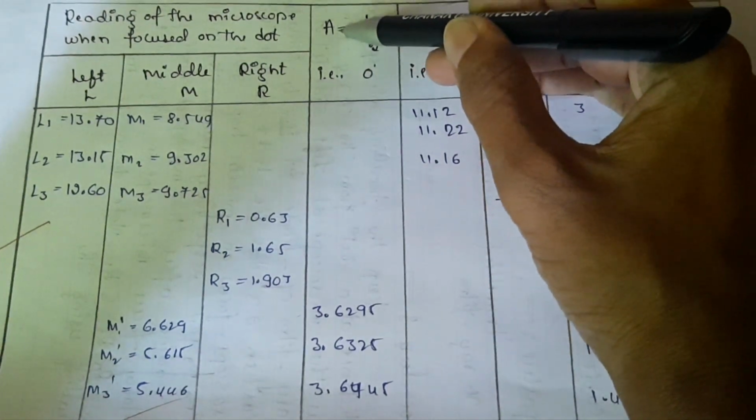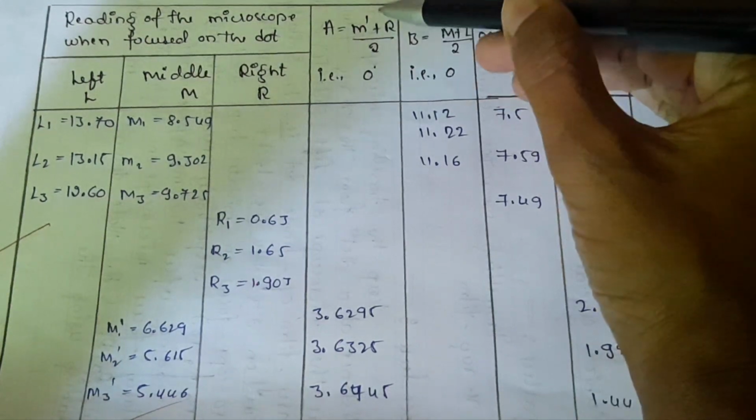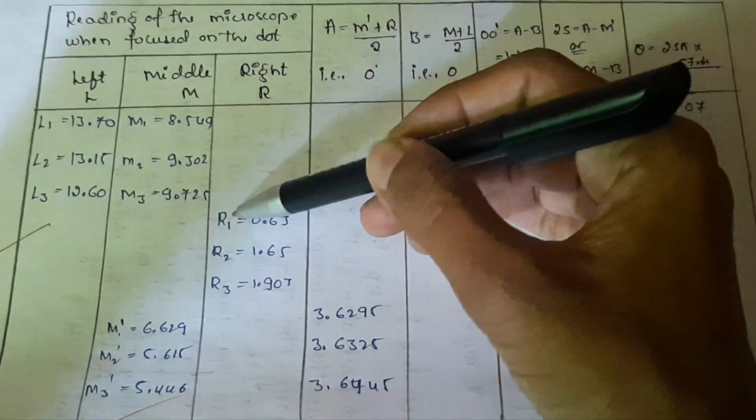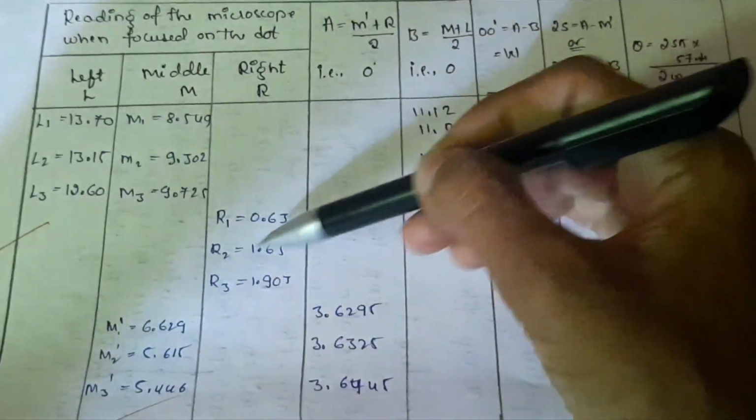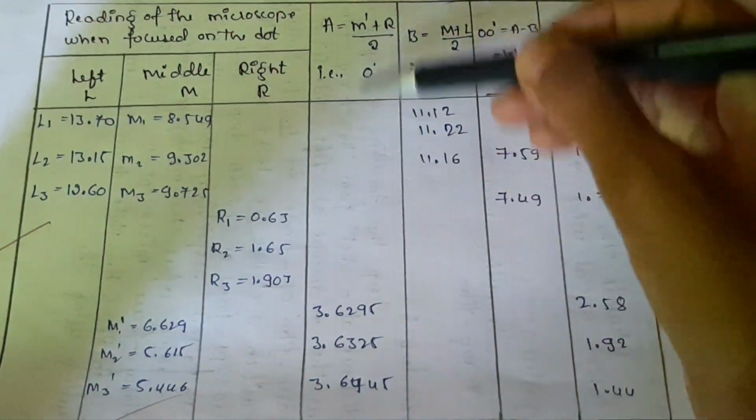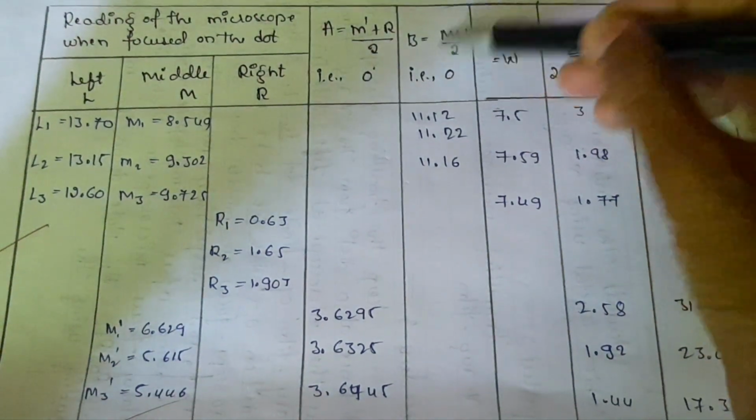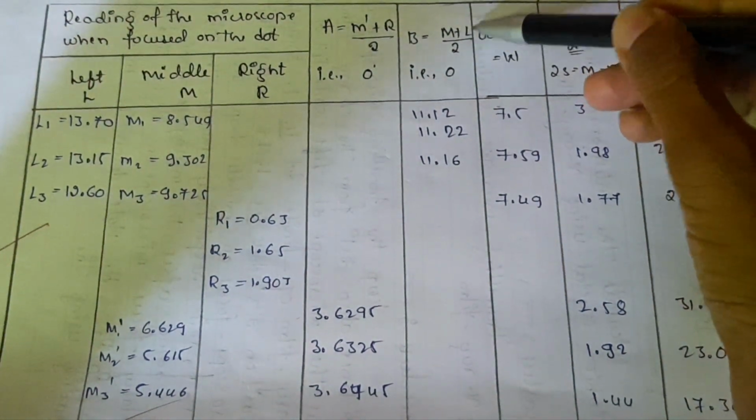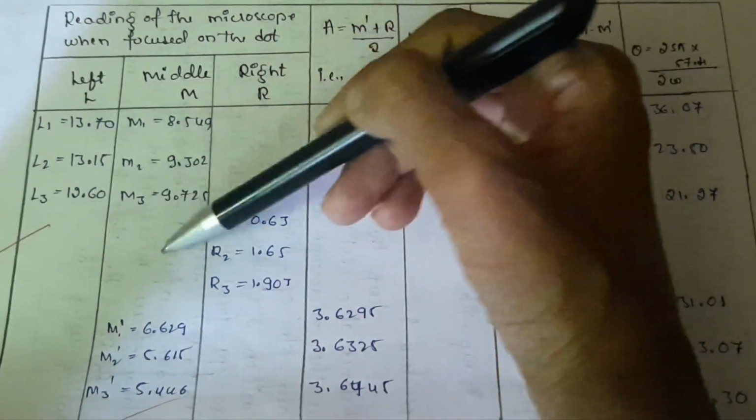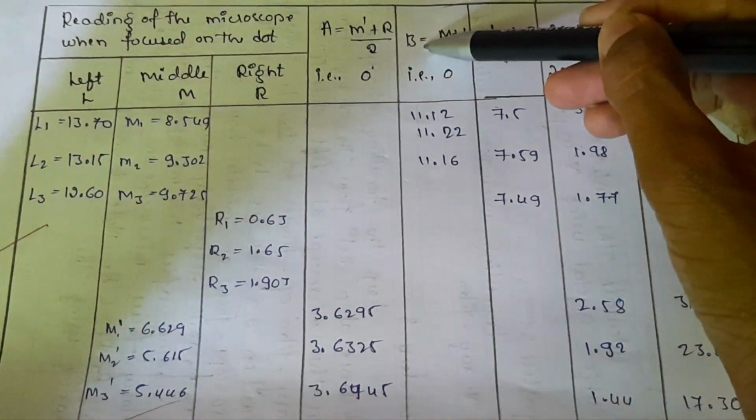The value of A, from the origin, is A equal to (M prime plus R) by 2. So middle lines near to the right side, M prime plus R: R1 plus M1 prime, R2 plus M2 prime. Like that you have to calculate 3 readings. That is the value of A. And B is given by (M plus L) by 2. So we have to add L1 plus M1 and divide it by 2. Similarly you have to calculate 3 readings using this formula; that is the value of B.